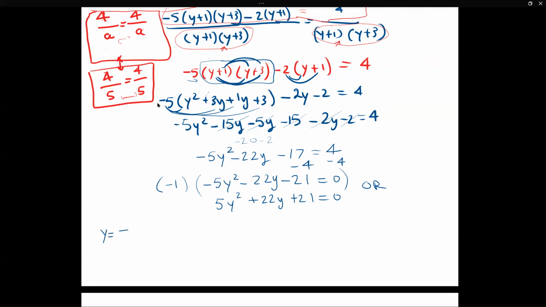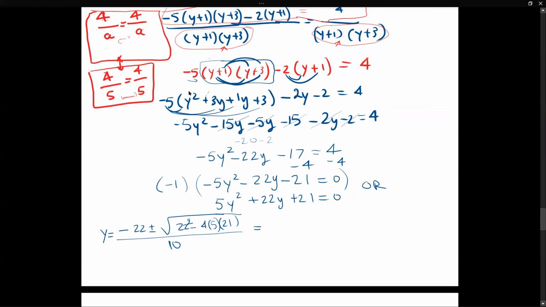So y equals -22, 22 squared minus 4 times a times c all over 2 times 5. All right, so let's go ahead and do these numbers. So we have a 22 squared minus 4 times 5 times 21, and a square root, that's going to be an 8 over 10.